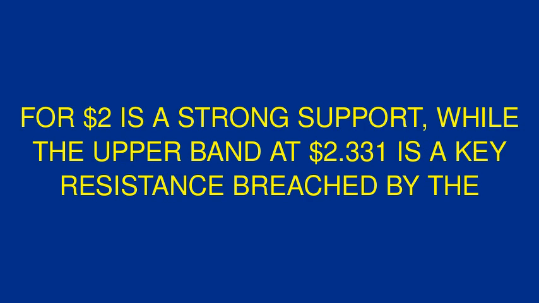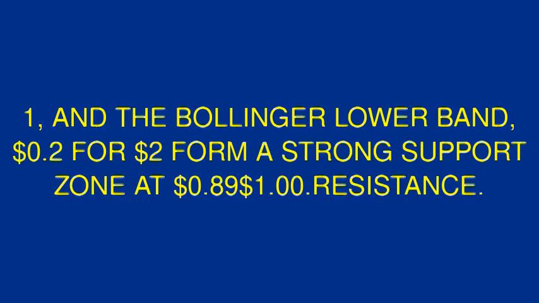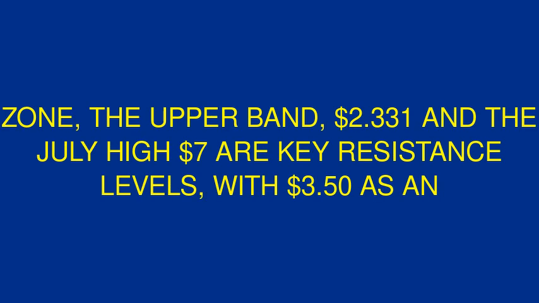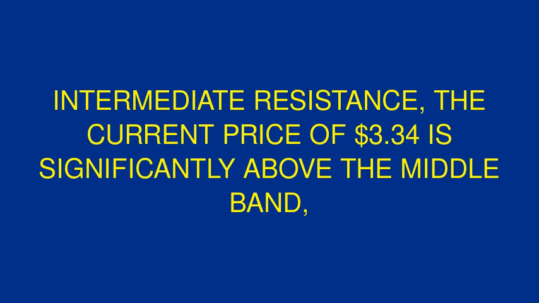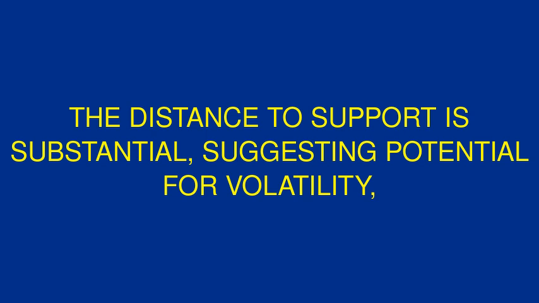Support and resistance analysis: Bollinger Bands: the lower band at $0.242 is a strong support, while the upper band at $2.331 is a key resistance breached by the recent spike. PSAR $0.917 acts as a support level. Support zone: the recent low of $0.8926, July 1st, and the Bollinger lower band, $0.242, form a strong support zone at $0.89 to $1.00. Resistance zone: the upper band, $2.331, and the July high, $7, are key resistance levels, with $3.50 as an intermediate resistance. The current price of $3.34 is significantly above the middle band, $1.287, indicating overbought conditions but also strong bullish momentum. The distance to support is substantial, suggesting potential for volatility.